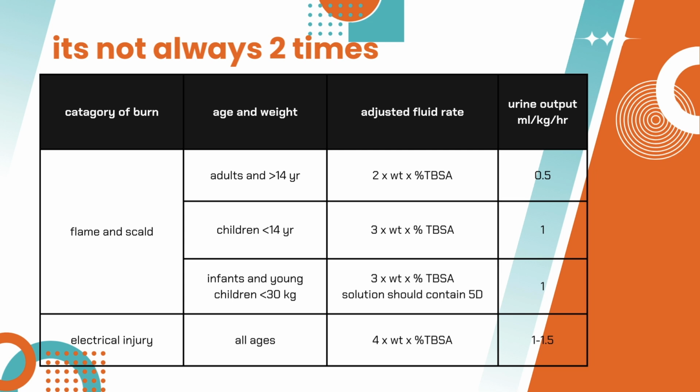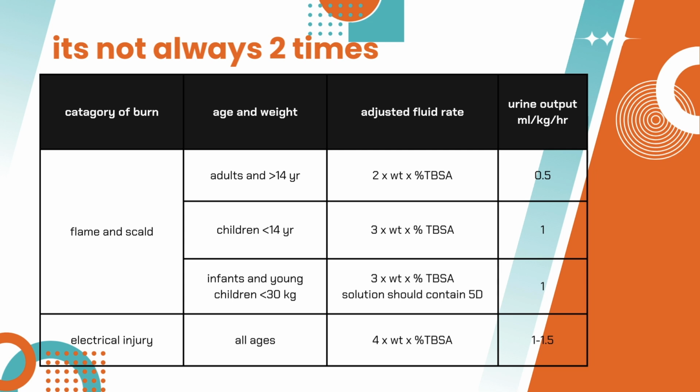For infants and young children of less than 30 kg, we have to give the fluids as 3 into weight into body surface area, and we also have to add dextrose, meaning 5D is added to the solution, and the urine output target will be 1 ml per kg per hour.